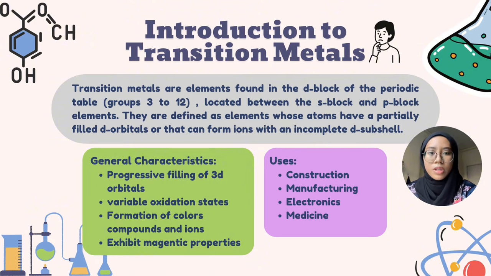the period. Because of this, they show variable oxidation states, meaning they can form ions with different charges. Transition metals are also known for forming colored compounds and ions, which is why many of the solutions appear blue, green, or even purple. In addition, they often exhibit magnetic properties due to unpaired d electrons. Due to these unique properties, transition metals are widely used in many fields such as construction, manufacturing, electronics, and medicine, making them very important in both industry and daily life.